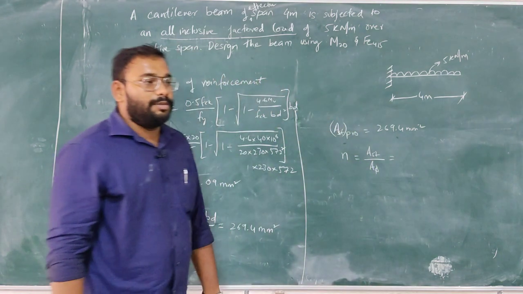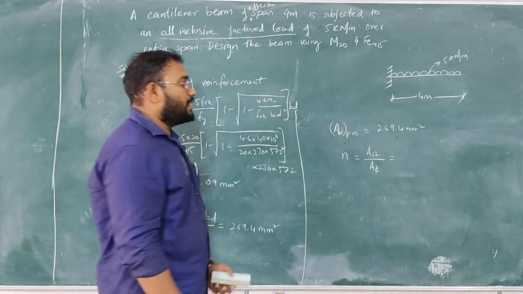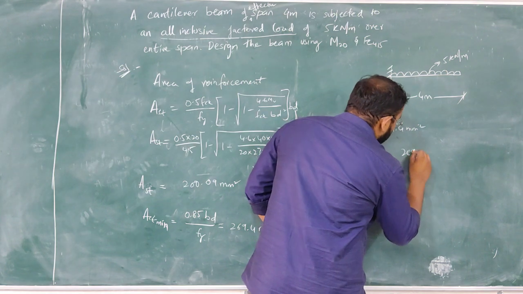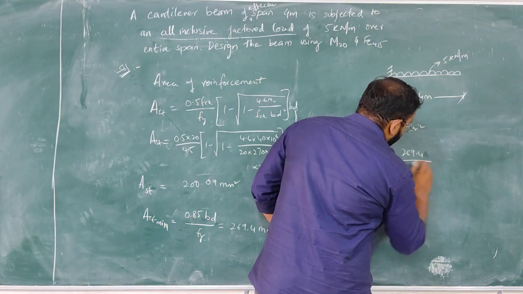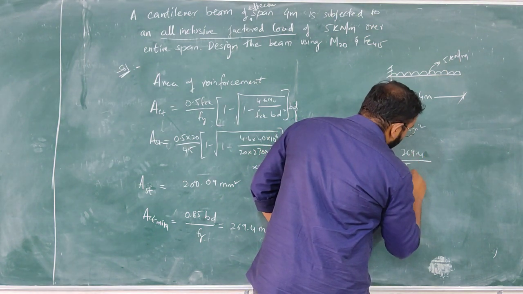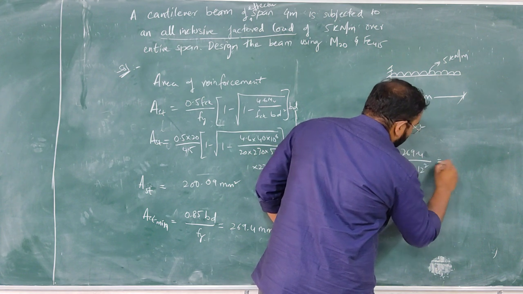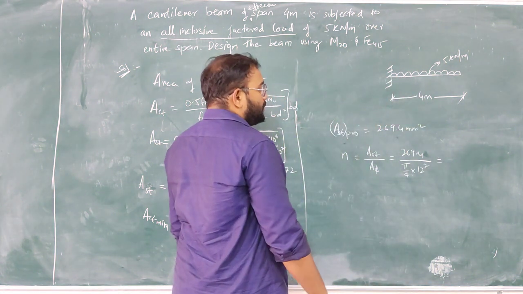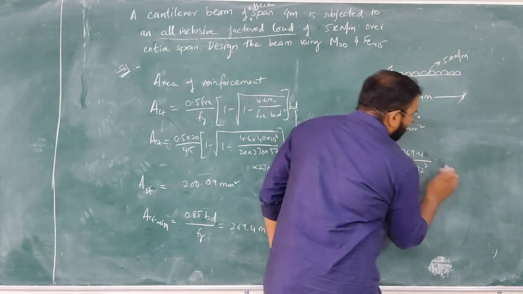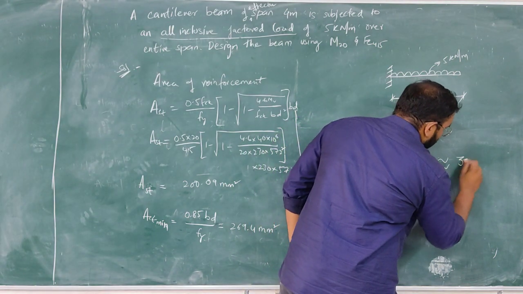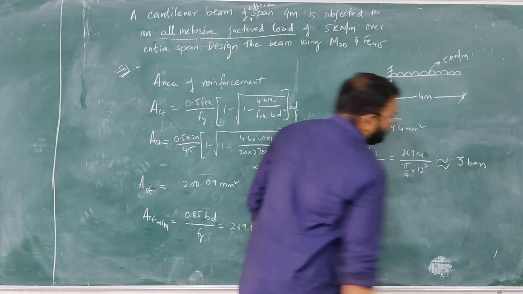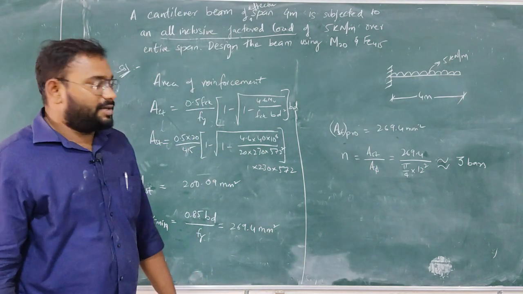Now tell me how many bars you require of 12 mm diameter. You require 3 bars. 269.4 divided by pi by 4 into 12 square. This is approximately equal to 3. 3 bars are required.